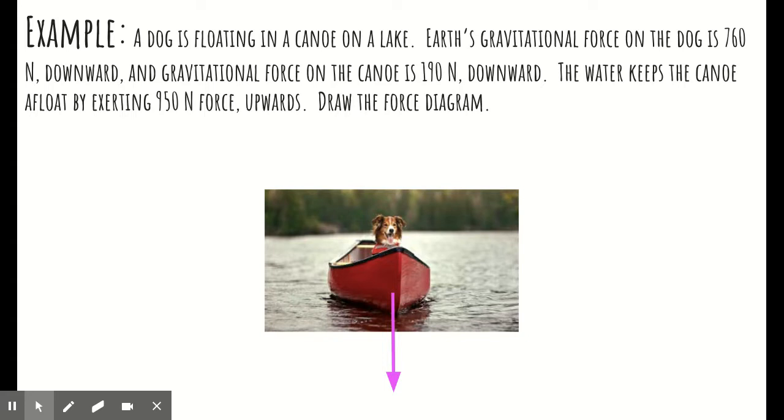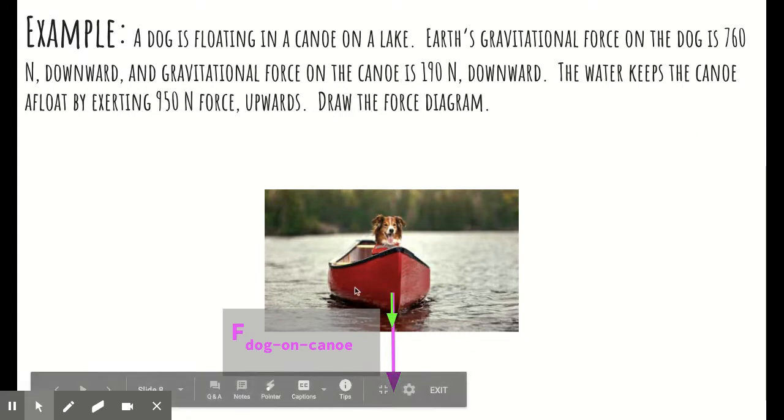If you were drawing this, you would want to just put a dot to represent the dog in the canoe. Okay, so we have F dog on canoe. I know this seems strange, but you could say FG or FW, comma dog, if you wanted to specify that you're talking about the gravitational weight of the dog or the gravitational force of the dog. So the force of the dog is going to be 760 newtons downward. So I've represented that by this longer line here.